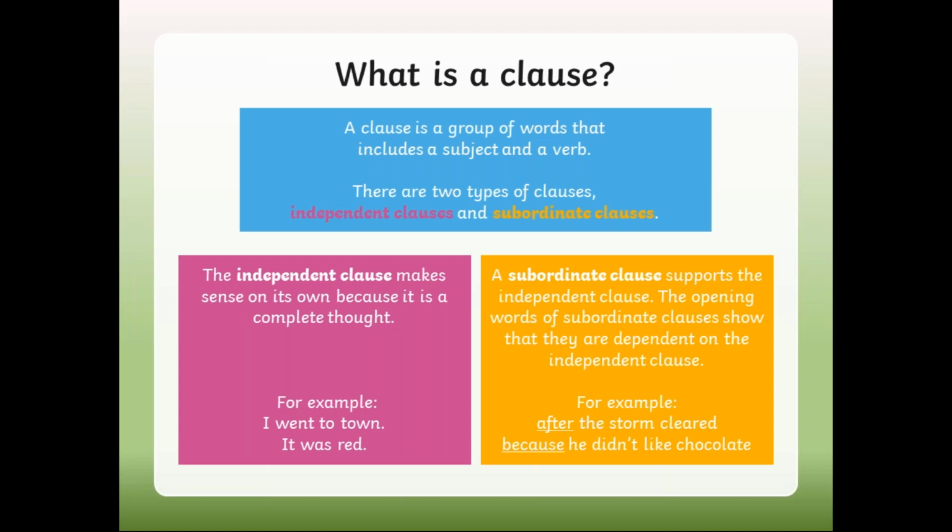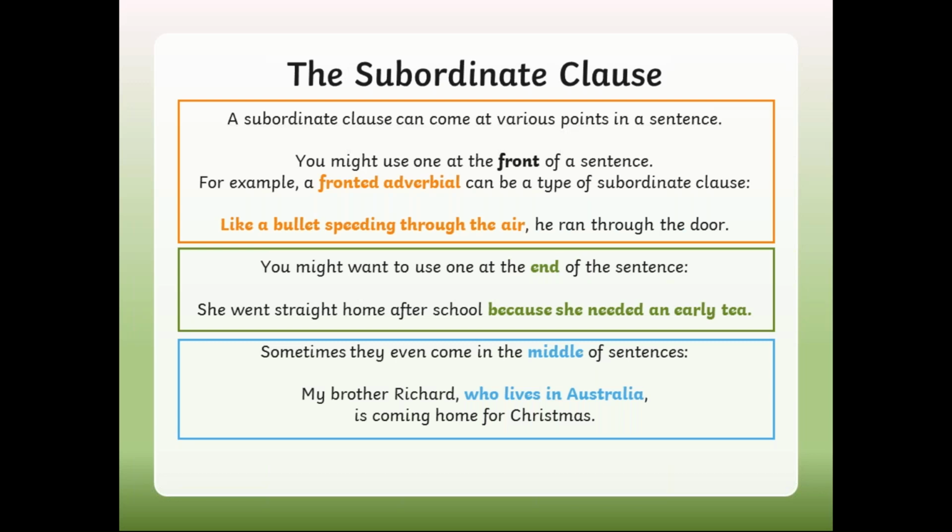But a subordinate clause supports the independent clause. The opening words of subordinate clauses show that they are dependent on the independent clause. So that's why it's called a dependent clause. For example, after the storm cleared, or because he didn't like chocolate, and so on.